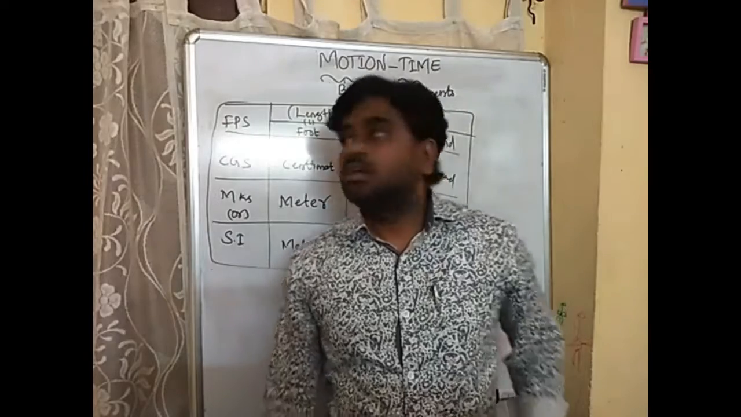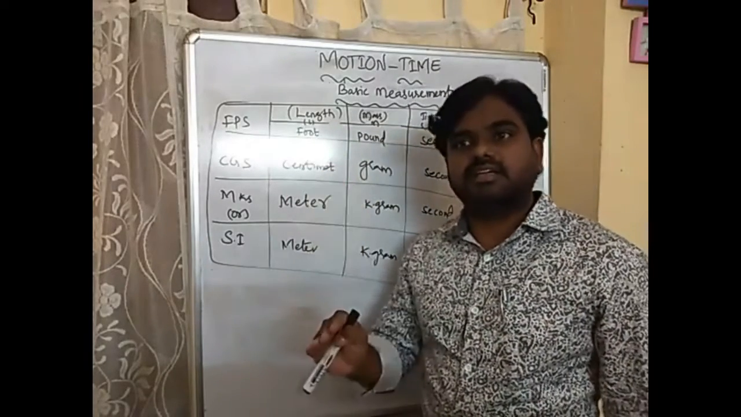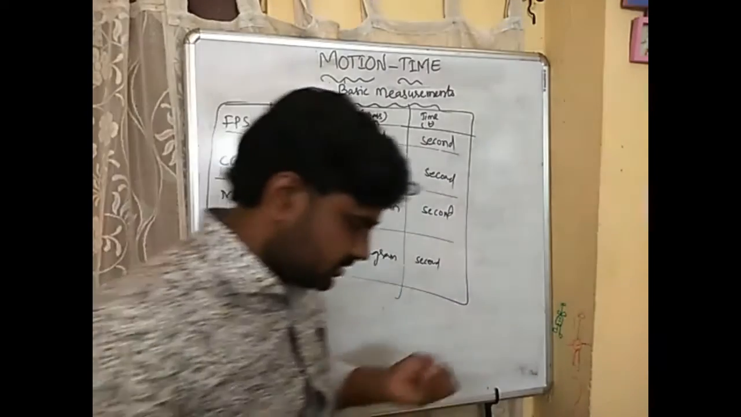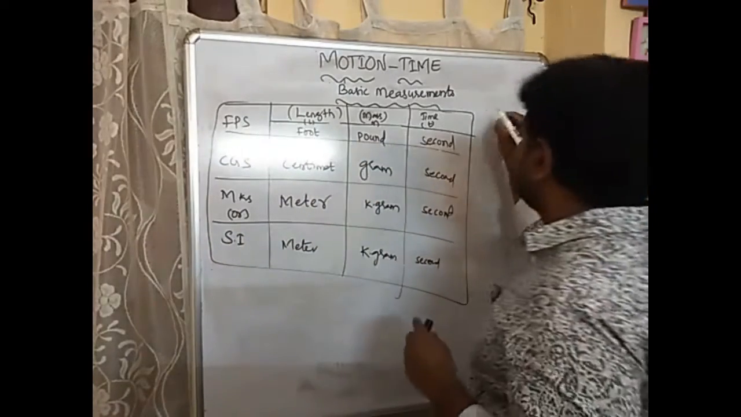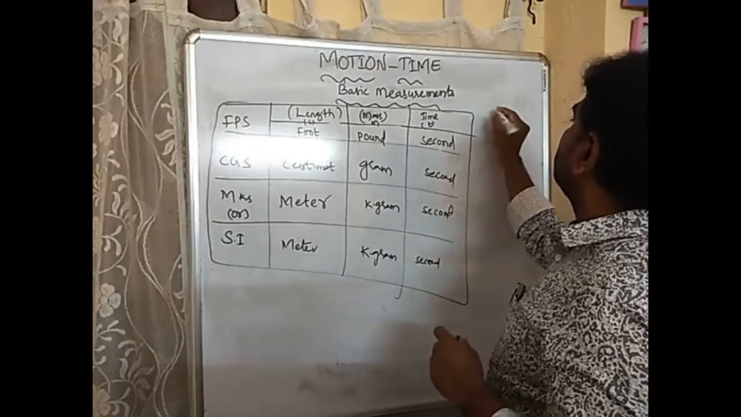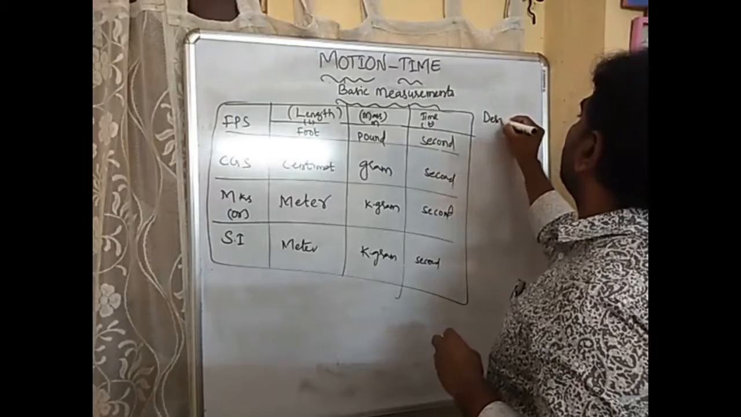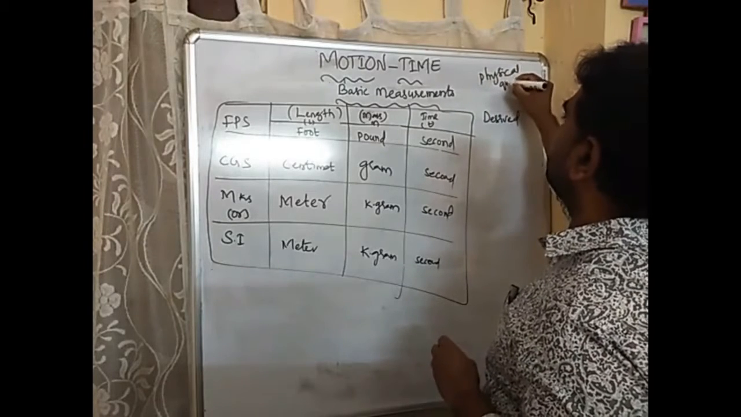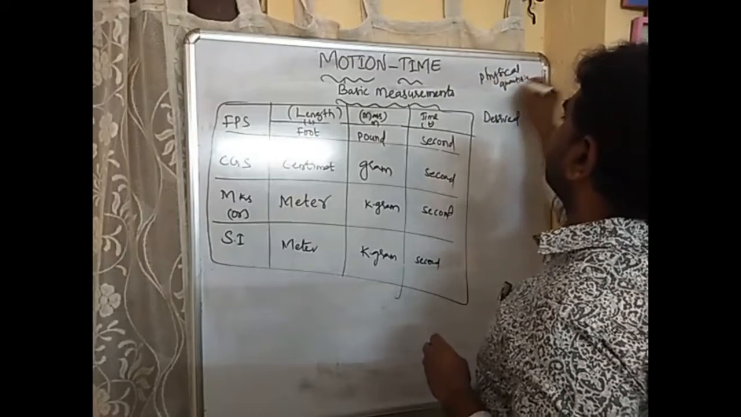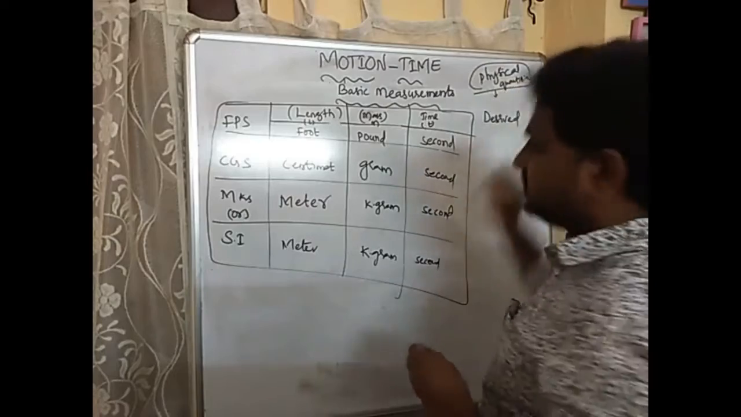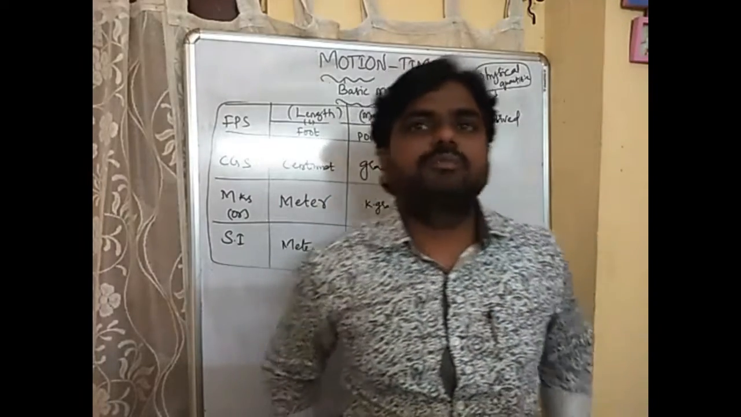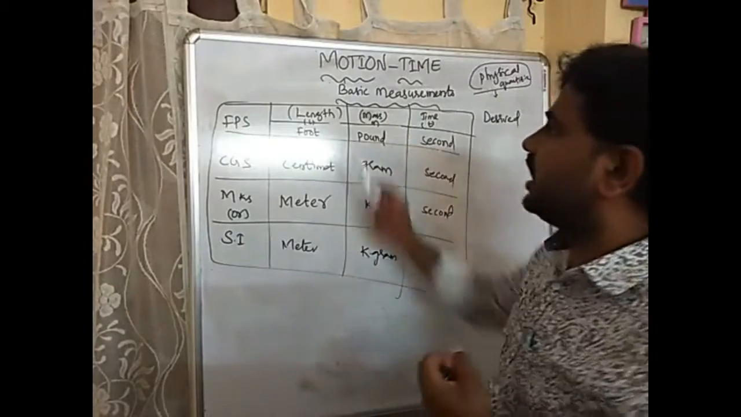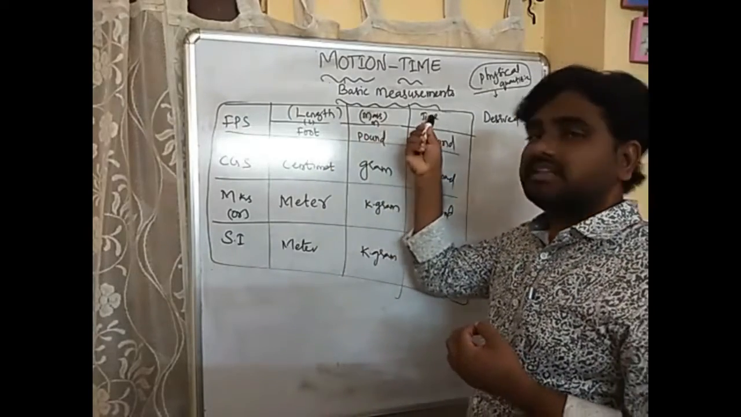But here we will learn the basics. See, in olden days to measure particular objects, we mainly have derived quantities. Physical quantities I am talking about. Physical quantities are of two types. One is basic quantities and the other is derived quantities. The basic physical quantities are length, mass and time.